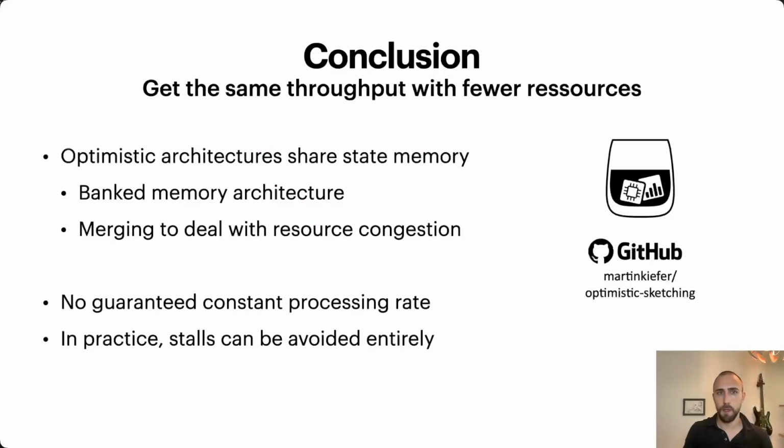In this video, I showed you that optimistic data parallelism allows us to get the same throughput with fewer FPGA resources. Optimistic architectures share the state memory among the parallel input values, and they use a banked memory architecture to handle the simultaneous requests to memory and employ merging to reduce congestion. What this architecture can't give you is a hard guarantee on the throughput, because there can be stalls. But in practice, we have shown that stalls can be avoided entirely.